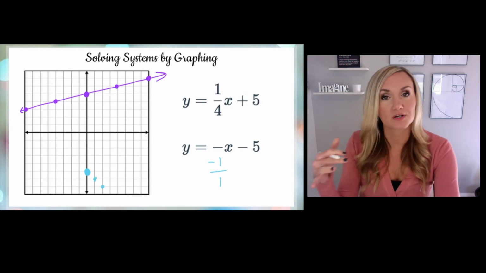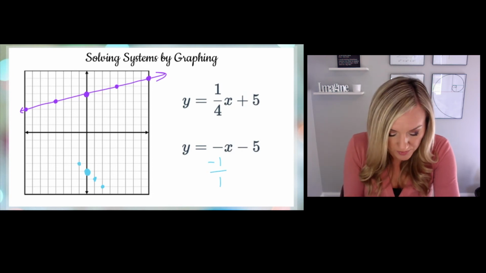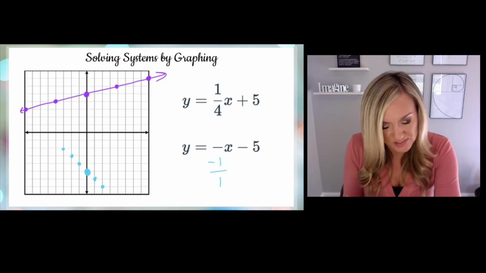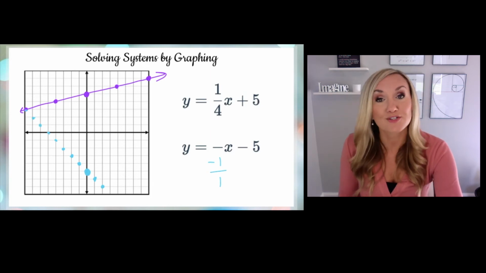But I notice I'm starting to go in the opposite direction of my line. So now we have to go up 1 over 1, up 1 over 1. And we just have to keep going until we get to that line. Up 1, left 1, up 1, left 1, up 1, left 1. Whew, that one took a little bit.